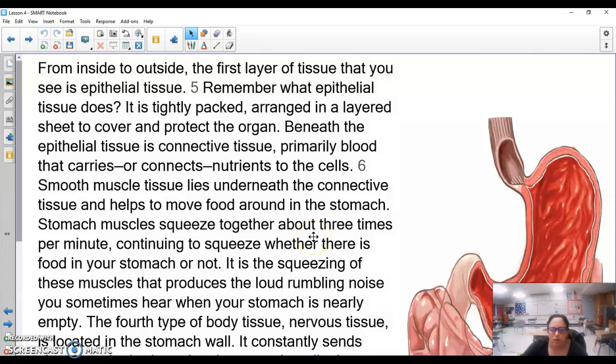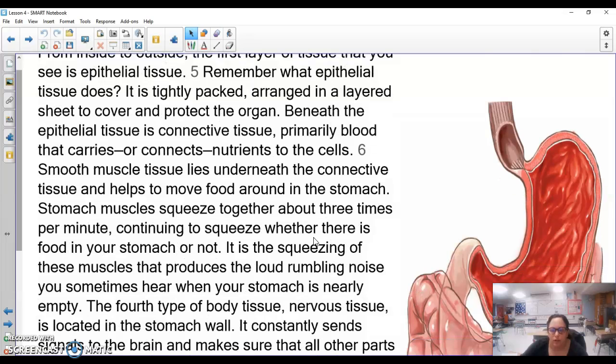From inside out, the first layer of tissue that you see is the epithelial tissue. Remember what epithelial tissue does? It is tightly packed, arranged in a layered sheet to cover and protect the organ, just like the outside of our skin. Beneath the epithelial tissue is a connective tissue, primarily blood that carries or connects nutrients to the cells.